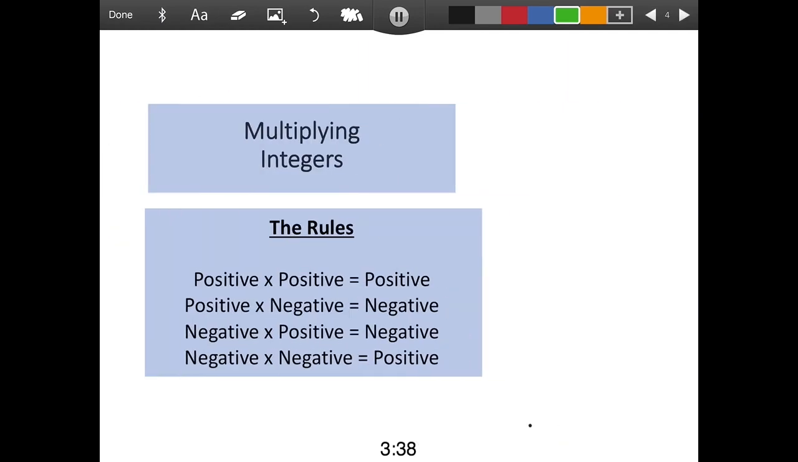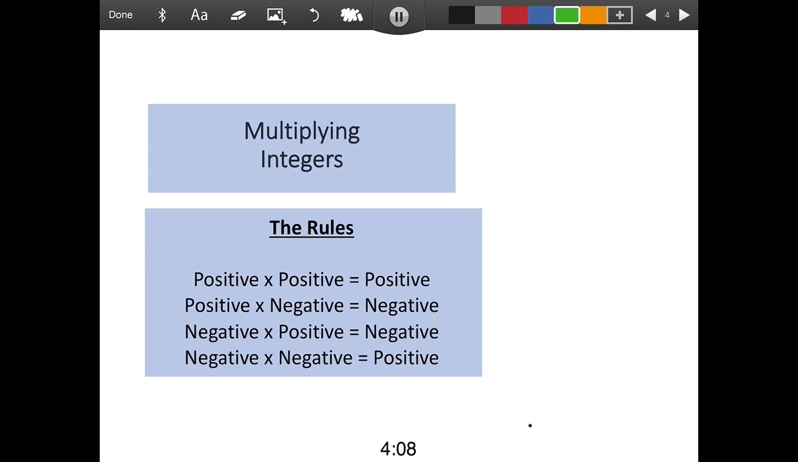With multiplying integers, the rules are that if the two integers have the same sign, then your answer will be positive. If your integers have different signs, your answer will be negative. Now, it's very important to remember that these rules only apply to two integers being multiplied at once.